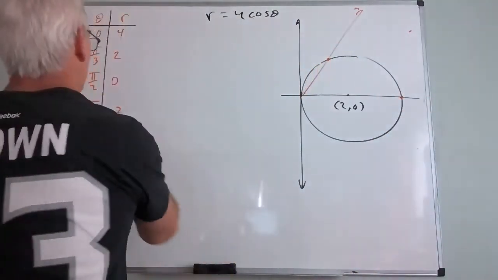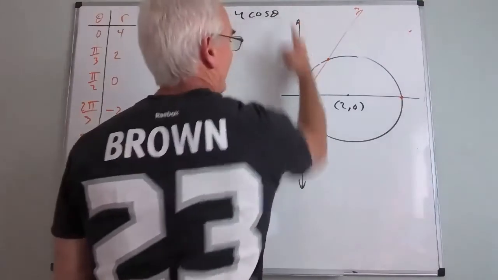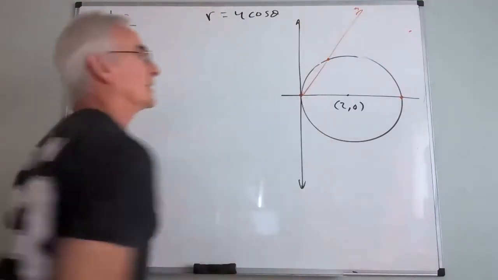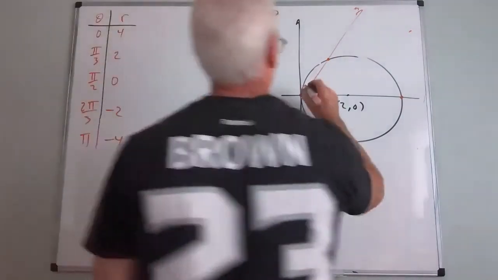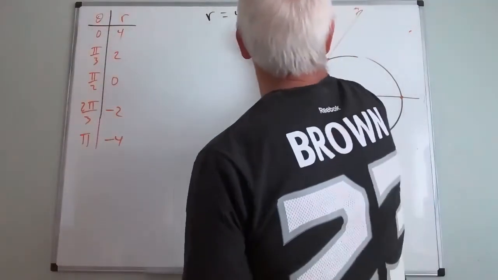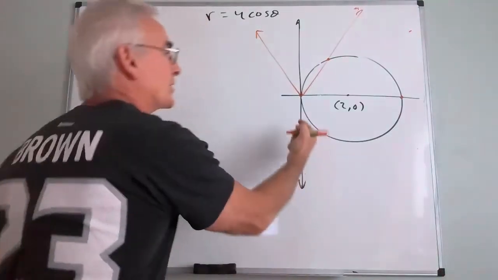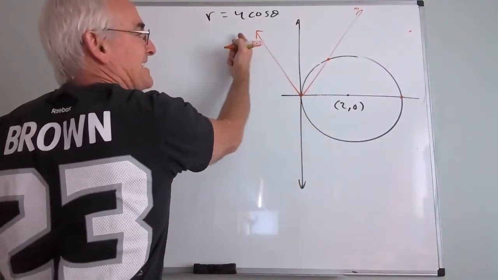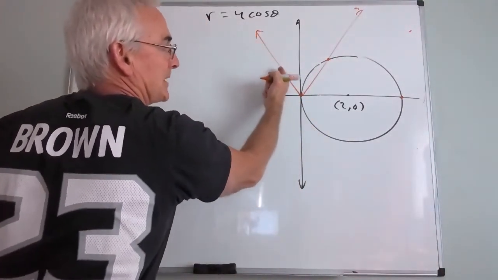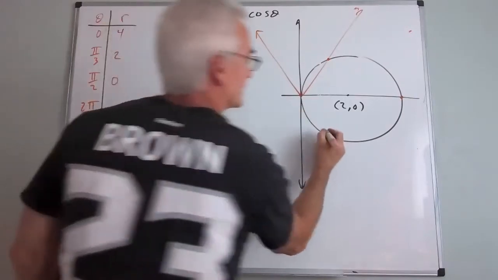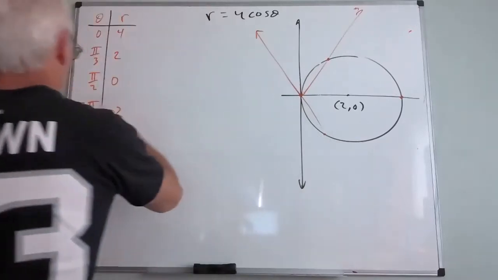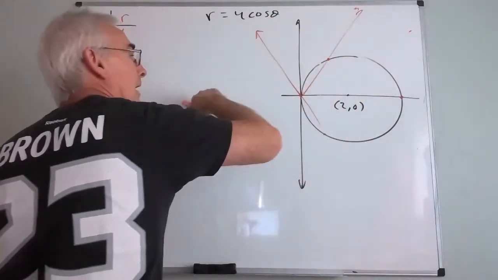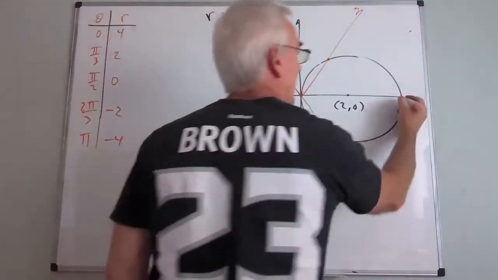Now, let's go to an angle of pi over 2. Well, then I'm 0 units out. That puts me right here. Now, let's go to an angle of 2 pi over 3, which would be about there. I want to go in this direction negative r units, which would just mean I'm going to go in the opposite direction, and that would put me about right here. Now, pi. I want to go negative 4 units. That puts me back to here.